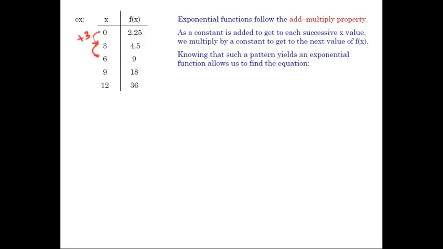If we were to have a constant difference on one side, so we add 3 over here, we can see that's not the same over here. So when I add 3 over here, I don't add a value over here. I can see that I went from 2.25 to 4.5, which is a 2.25 difference, and then this is a 4.5 difference, and this is a 9 difference. So this is a multiplication of 2. When I have an add-multiply property, that is going to be an exponential function.